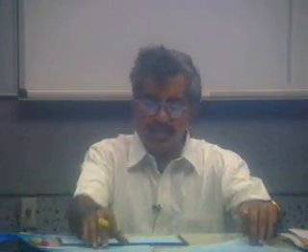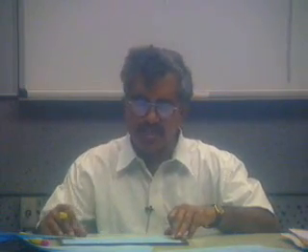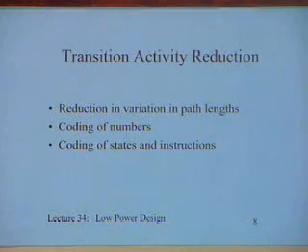So the critical path that you have in the circuit, if you can flatten it and reduce the number of levels, that will be important. The transition activity reduction, we are interested in reducing the transition activity, and there are many ways that one does this transition activity reduction.